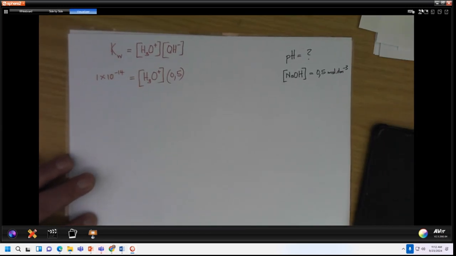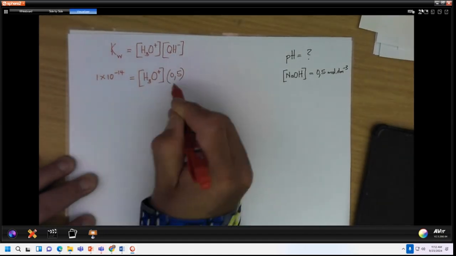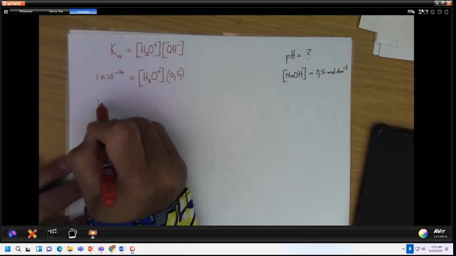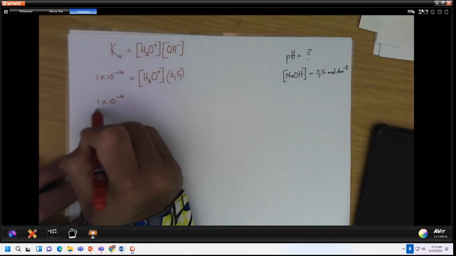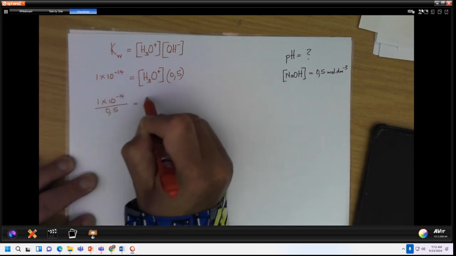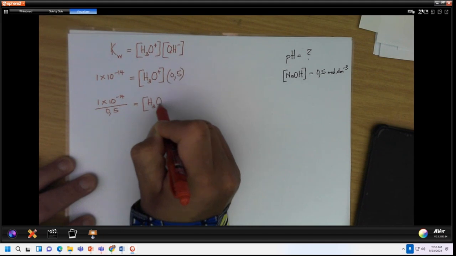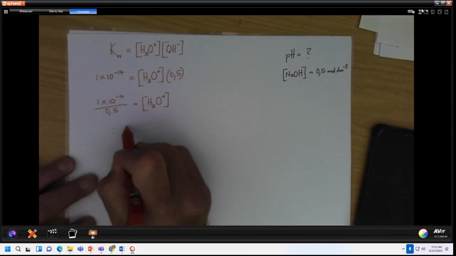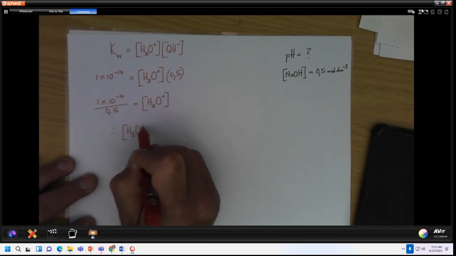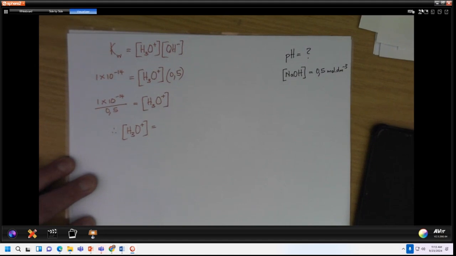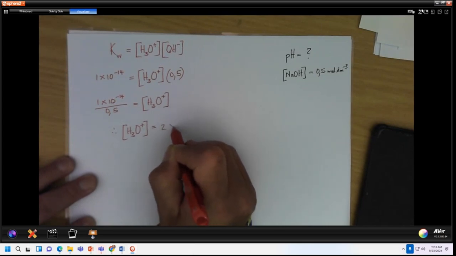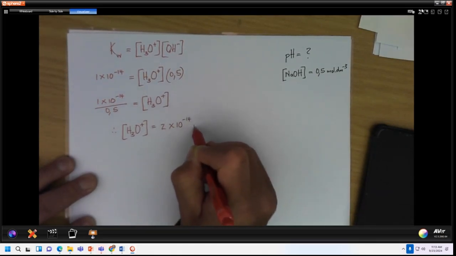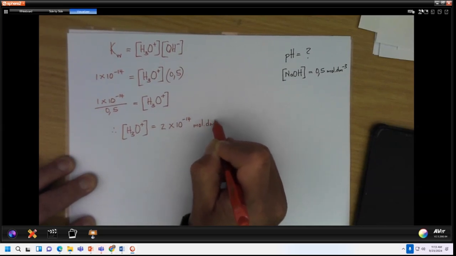Now, what we're going to do here, we're going to divide both sides by 0.5. In other words, what I'm saying is this: 1 times 10 to the minus 14th power divided by 0.5 is equal to the concentration of the hydronium ion. Put that in on your calculator, please, grade 12s. Let's see what answer you get. Do you get 2 times 10 to the minus 14th power? Yes, you should. 2 times 10 to the minus 14th power, and that's a concentration, mole per cubic decimeter.